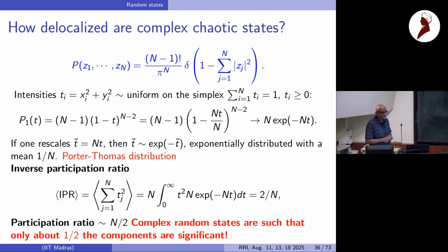But now these coefficients, let's call them z1 to zn, you have n components that are complex. The normalization is the sum of modulus zj squared equals 1. Again, you declare that that's the only constraint, and that will be the joint probability distribution of these n complex numbers. Each of them has a real part and imaginary part, xi, yi. And you can look at the intensities, Ti, which is the sum of these squares. And then it is simply uniform on this simplex, that is sigma Ti equal to 1. It's a delta function of 1 minus sum of Ti.